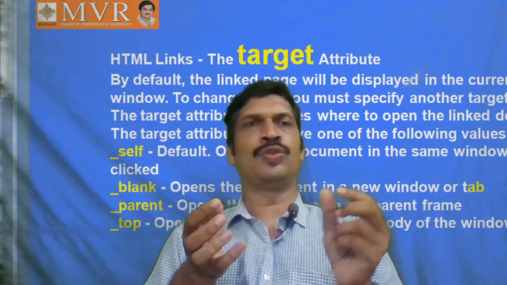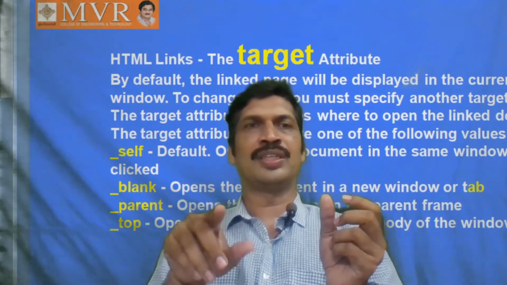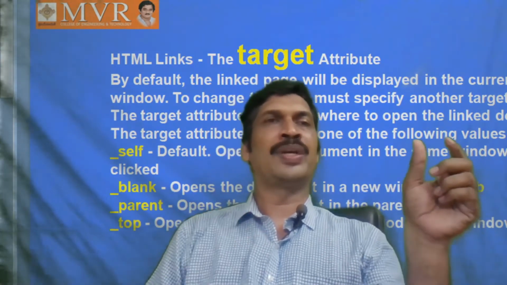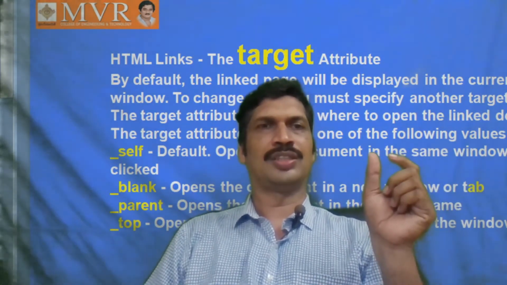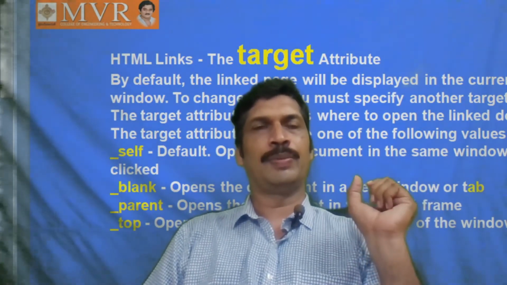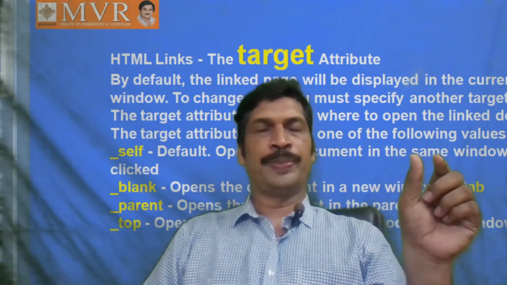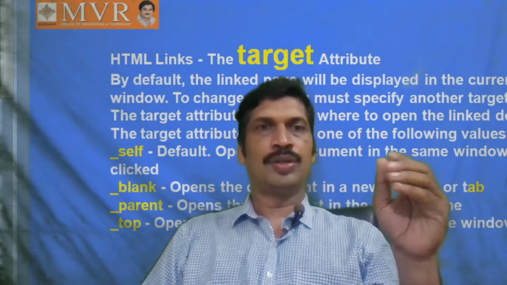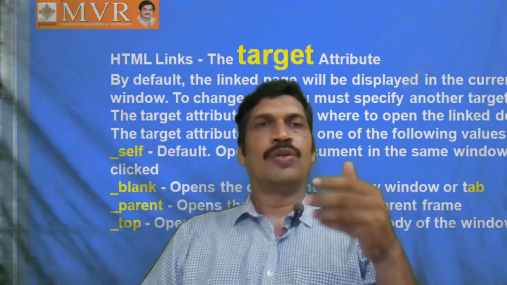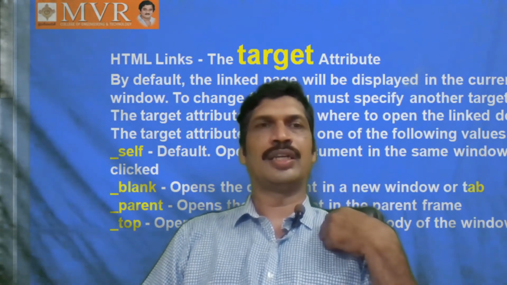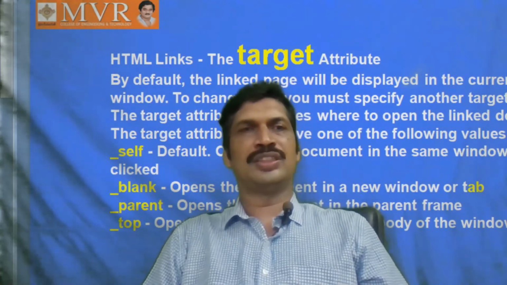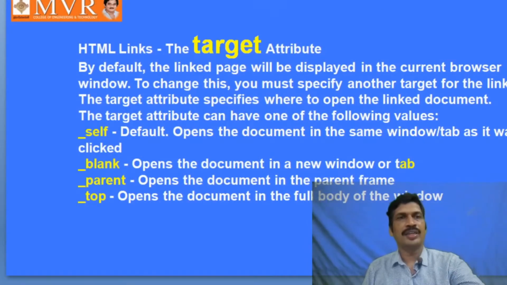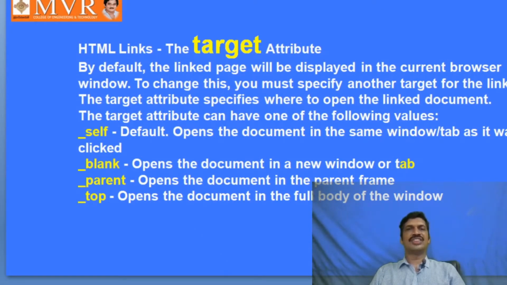Whenever I click, page 2 will be opened, because in href I have written page2.html. Where will this page2.html be opened? Is it opened within the same window, or in another tab? For that purpose we use the target attribute. The target attribute takes 4 values: _self, _blank, _parent, _top.